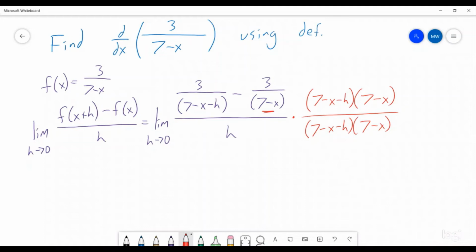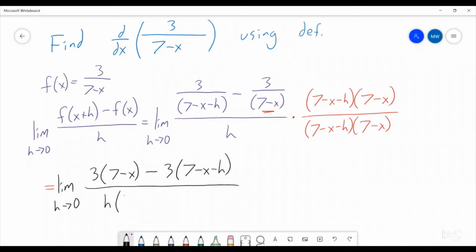And now when I multiply all of this through, I will get the limit as h goes to 0 of, we have 3 over 7 minus x minus h times all of that. The 7 minus x minus h is cancelled, so we're left with just a 3 times 7 minus x. And we have minus 3 times, this time the 7 minus x's cancel, and we are left with a 7 minus x minus h on the top. And on the bottom we have h, 7 minus x, and a 7 minus x minus h. All of that's on the bottom. And now we just need to simplify.